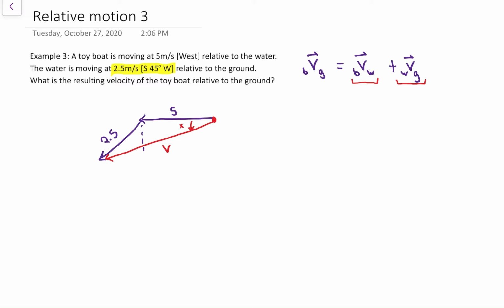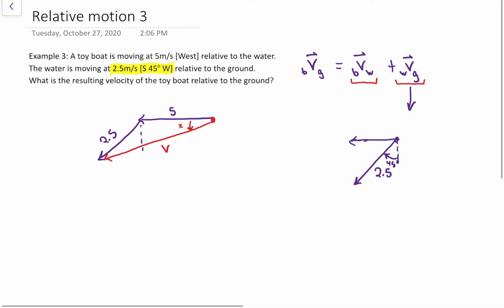What I'm going to do is backtrack and think about that water with respect to the ground first. It was the one on the funny angle. If we have 2.5 on a 45-degree angle, I can go backwards and split that into 2 vectors. We call this breaking it into components. I can find its east-west component and its north-south component. This over here would be a complementary angle, so that's also 45.